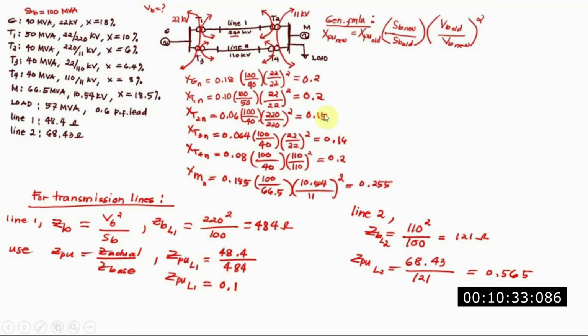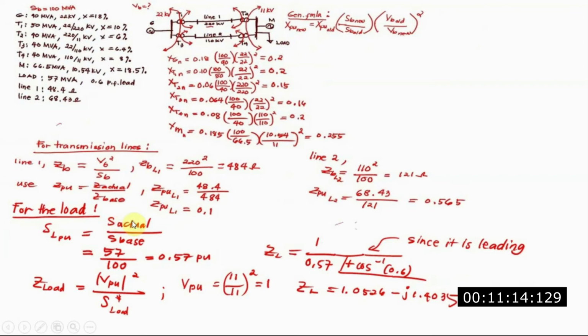Now the same way, we use it in line 2. Again, in line 2, the voltage base here is 110, that is what we choose. Also, the apparent power base is 100. So 110 squared divided by 100 is 121. Using again actual over base, we get the per unit impedance of line 2: 68.43 for actual, over 121 for our base. So that is 0.565. That is for the transmission line. What remains now is the load.